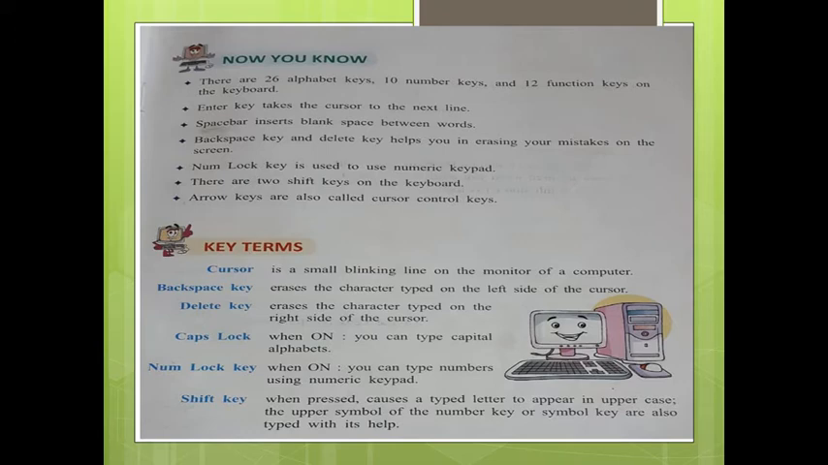Okay, so see, now you know there are 26 alphabet keys, A to Z. In English also there are 26 alphabets, and it is the same on the keyboard. No increase, no decrease. There are 10 number keys. See, on the right side 1, 2, 3, 4, 5, 6, 7, 8, 9, 10. You can press 1 and 0, it becomes a 10. And there are 12 function keys on the keyboard.